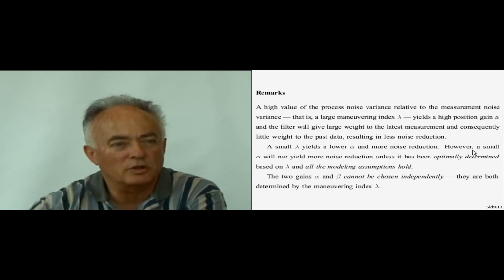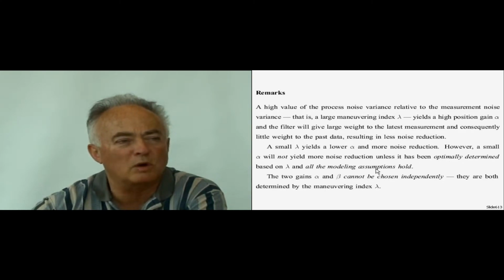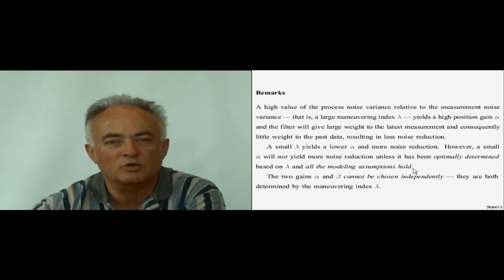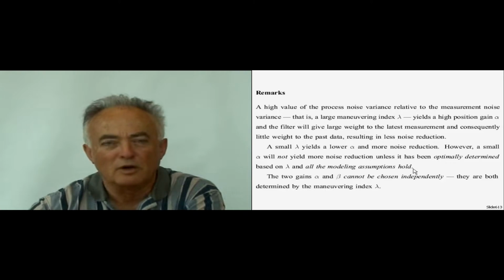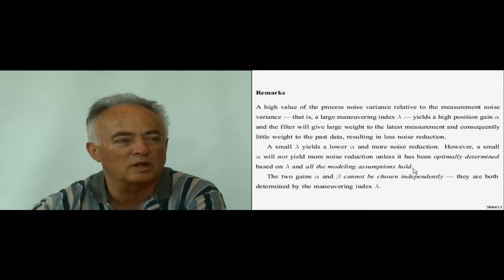Very important to point out, a small alpha will not yield more noise reduction unless it has been optimally determined based on lambda and all the modeling assumptions hold. By just looking at the previous expression that said P11 is alpha times sigma W square, there is a possible impression that taking a smaller alpha will give you more noise reduction. The answer is no, you'll get less than the optimum if you change the alpha away from the optimum. So those hold for the optimal values of alpha and beta only.